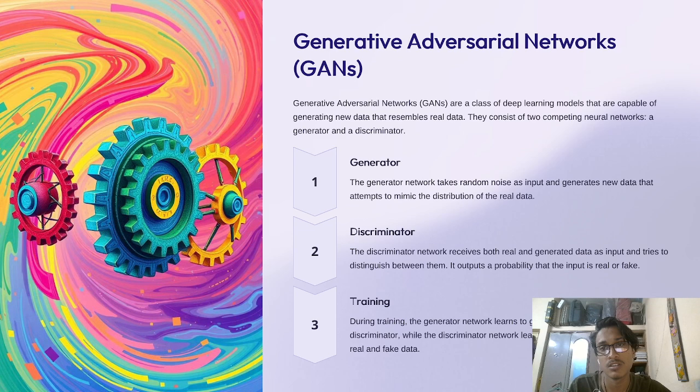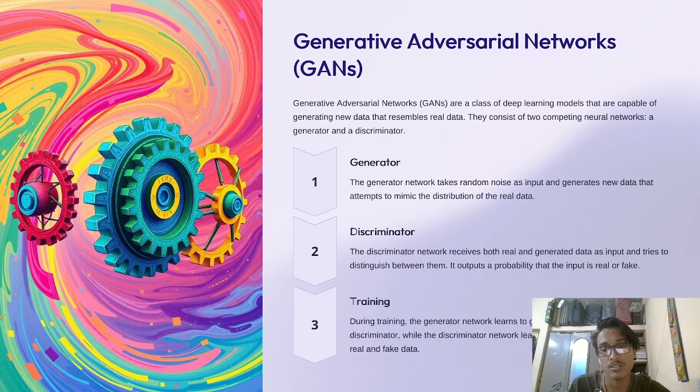Generative adversarial networks are a class of deep learning models that are capable of generating new data that resembles real data. They consist of two competing neural networks, a generator and a discriminator. The generator takes random noise as input and generates new data that attempts to mimic the distribution of the real data. The discriminator receives both real and generated data as input and tries to distinguish between them. It outputs a probability that the input is real or fake.